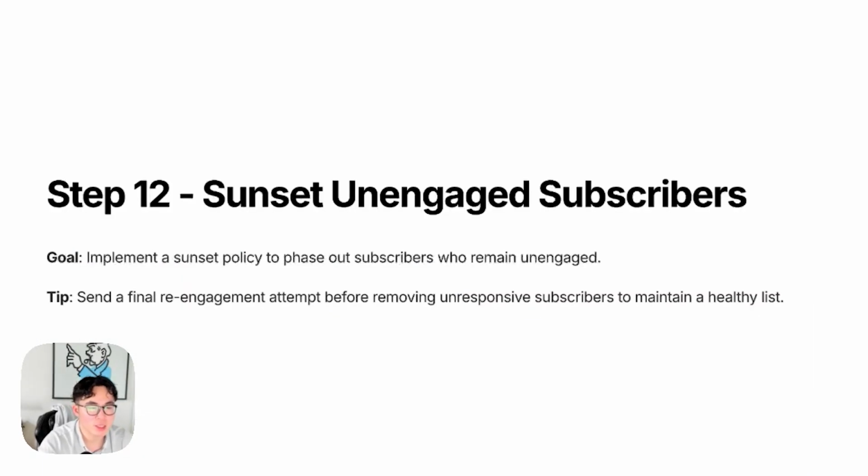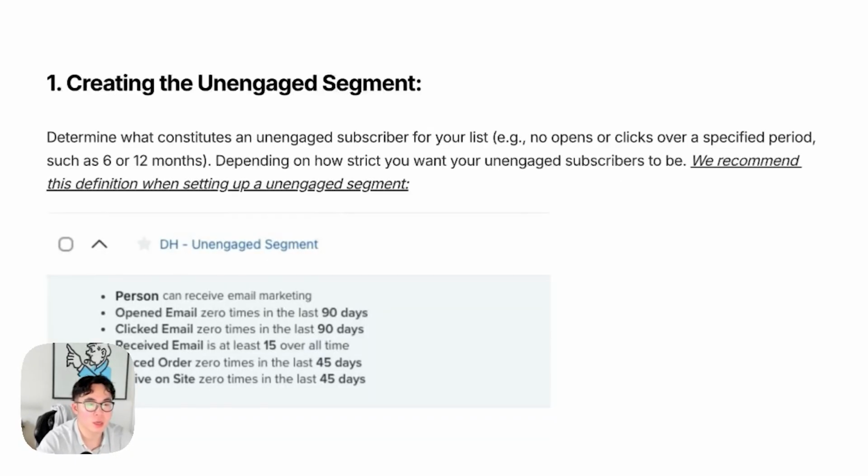Step 12, sunset unengaged subscribers. So you want to implement a sunset policy to phase out subscribers who remain unengaged. So number 1, create your unengaged segment. So determine what constitutes an unengaged subscriber for your brand or list. Example, no opens or clicks over a specific period of time, such as 6 to 12 months, and then depending on how strict you want the engaged subscriber to be. So here we recommend this definition when setting up an unengaged segment.